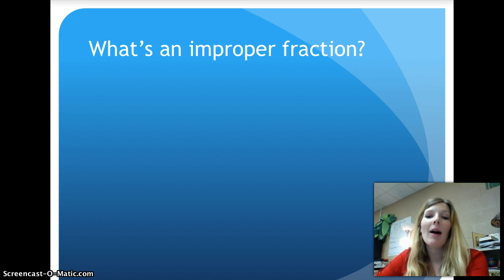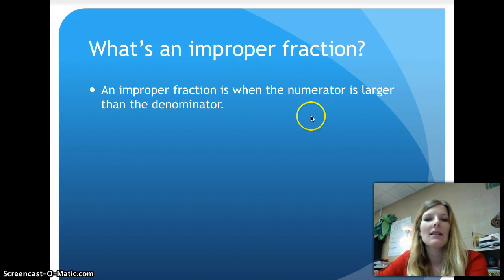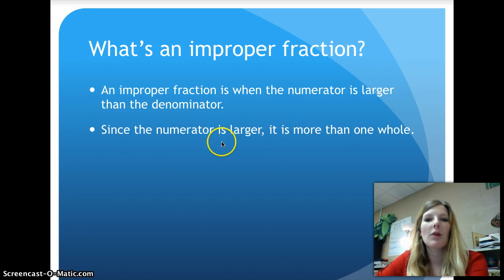All right, what is an improper fraction? Well, there's a couple of key characteristics. The first one about improper fractions, and this is an important word to know, so I would write that down, is that it's when the numerator is larger than the denominator. So what is the numerator in a fraction? The top number. And what is a denominator in a fraction? Remember, denominator down, that's the bottom number. So the numerator is bigger than the denominator. Since the numerator is larger, the fraction is more than one whole. And I'll show you some examples of this in just a minute.